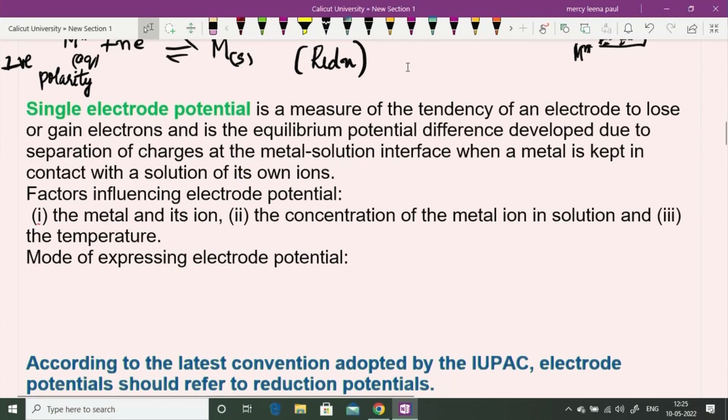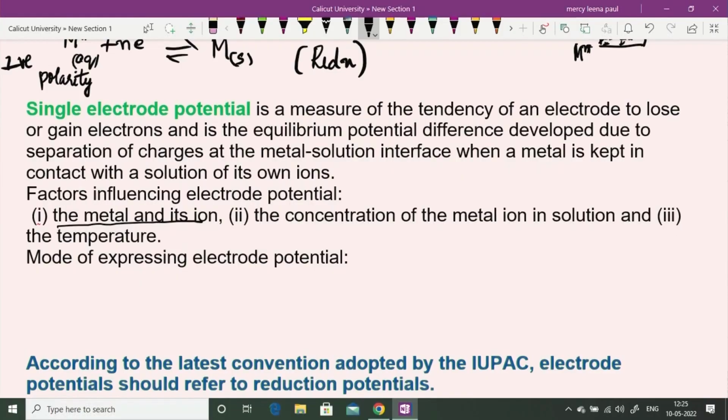Okay. Now let us see what we mean by a single electrode potential. Single electrode potential is the tendency of an electrode to either gain electrons or lose electrons when it is in contact with its own ions, and the equilibrium potential developed due to the separation of charges is known as the electrode potential. Now, the factors influencing electrode potential are the metal and its ion.